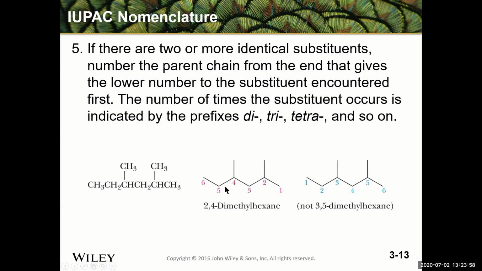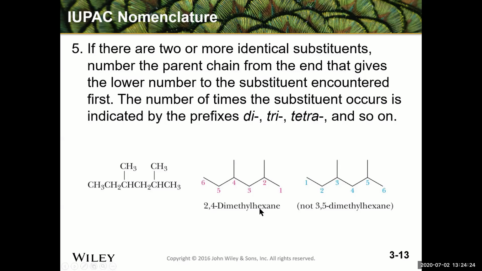This is the line angle formula for this. Okay? So if we numbered it like this, the compound would be called 2. We put 2 for the first methyl, then a comma, then 4 for the second substituent, and they're identical, so we put di, and these are methyl groups: 2,4-dimethylhexane.